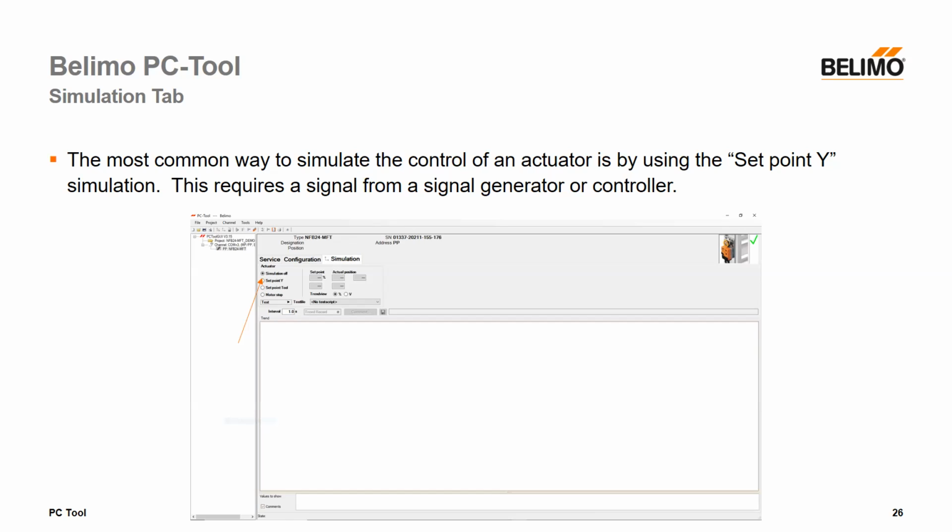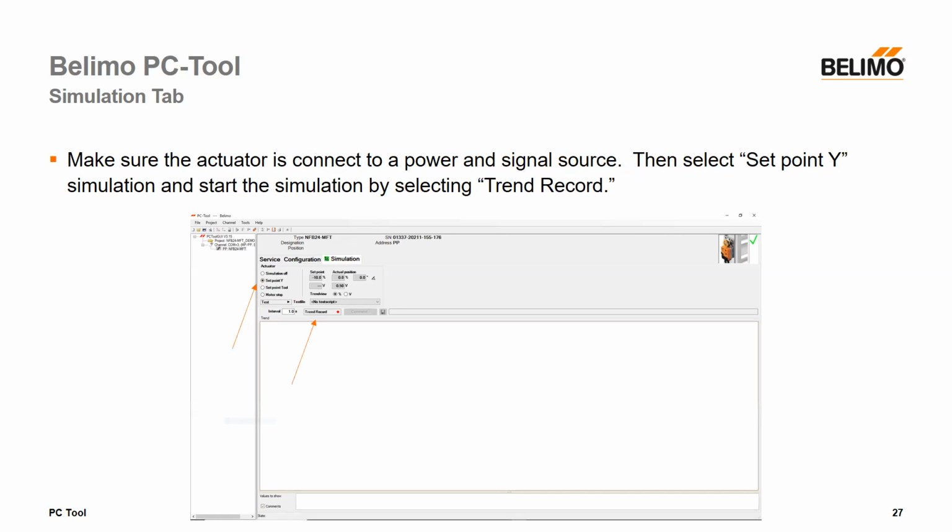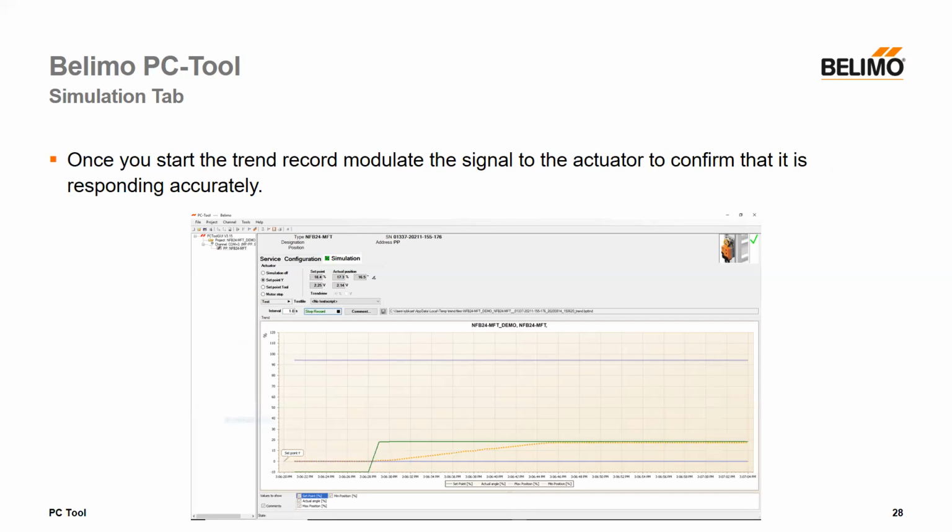So here on the simulation tab, you can see we have simulation off, and then right below that, we have set point Y. The set point Y, again, is the most common simulation we utilize. We want to select that, but then until we select trend record, nothing's going to happen. So right now we've selected set point Y. We want to look at our control signal, but we haven't started the process. Down below, there's going to be a little button that says trend record, and it'll be red. But once we click the trend record button, it's going to turn green, and we're going to see some lines.